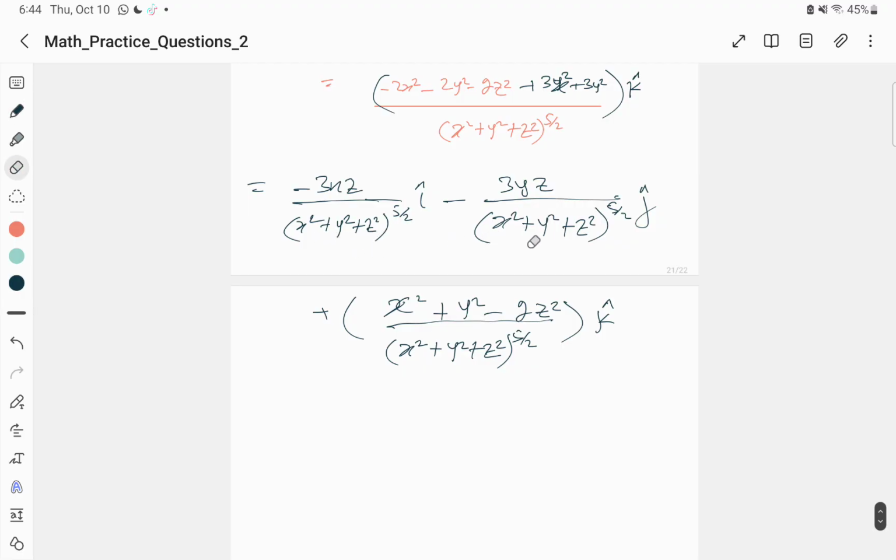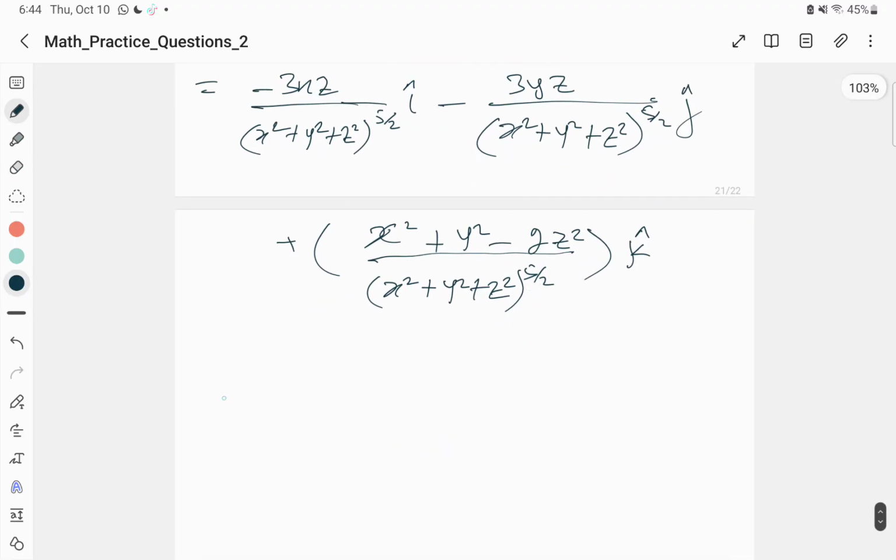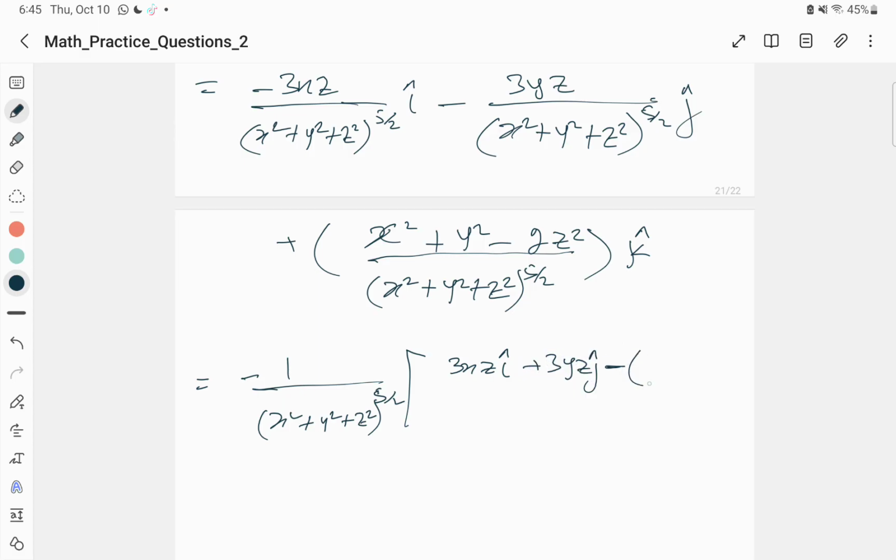So this is the thing which we can factor out. If we factor out, this will become 1 over (x square plus y square plus z square) to power 5 by 2, or I can take negative as a factor out as well, so negative 1 over (x square plus y square plus z square) to power positive 5 by 2. So we will be left with, because we have taken negative as a common, first one will be 3xz i plus 3yz j, and last one will be negative (x square plus y square minus 2z square) k component. So we are done with part E.